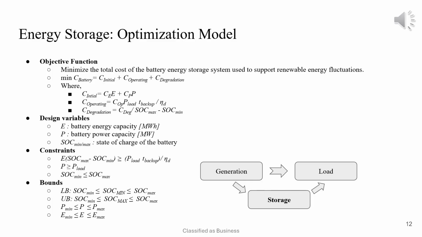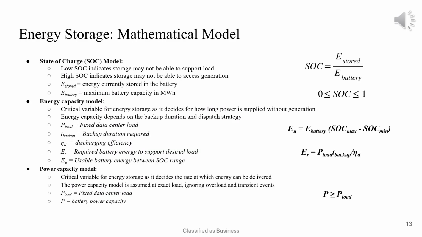Key constraints include that usable energy should be greater than or equal to the required energy. Bounds are defined for charging and discharging limits, keeping the energy and power limits within rational bounds. The 3 mathematical models used are SOC, energy capacity, and power capacity. Extremely low SOC indicates storage may not be able to support the load. Extremely high SOC indicates storage may not be able to access generation.